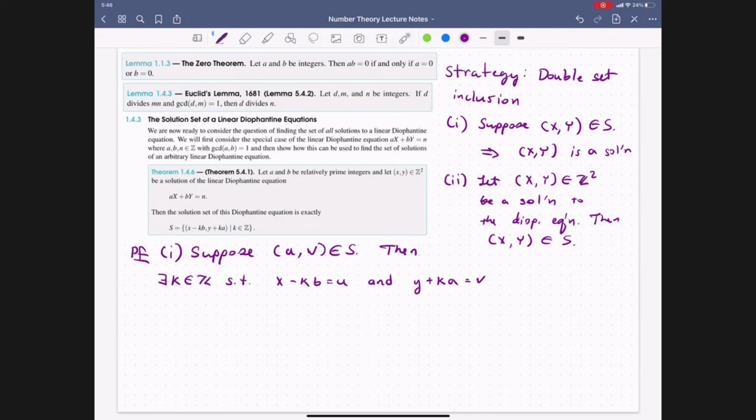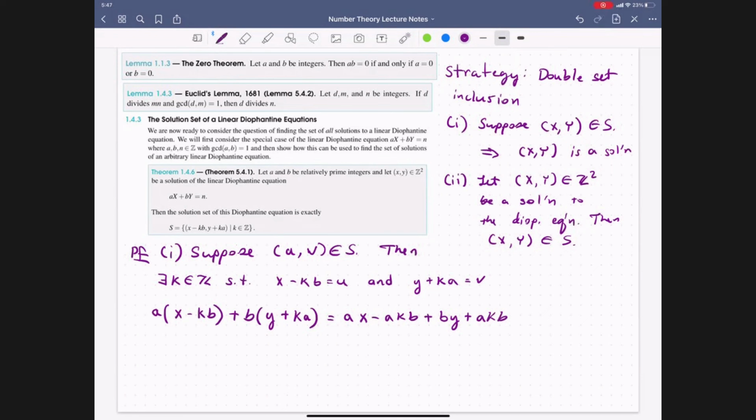So now let's plug that into the Diophantine equation. We're going to plug in and see if we get n back. So we have a(x minus kb), so we plugged in u for x, and then plus b, and then plug in v for y. Now let's expand. We have ax minus akb plus by plus bka, which I'm just going to write as akb using commutativity.